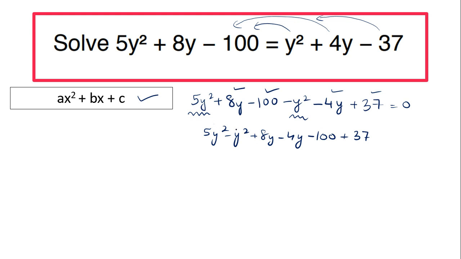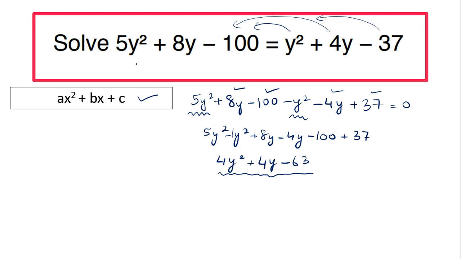Now if I solve this, 5y squared minus y squared: minus y squared just means there's an invisible 1 here, so it's like 5 minus 1. 5 minus 1 is 4, and y squared just comes the way it is. 8y minus 4y, 8 minus 4 is again 4, so I'm going to write 4, and then y comes as it is. And then we have negative 100 with 37. If I subtract 37 from 100, that gives me 63, and because the bigger number has a negative sign, I'm going to put negative 63. Now this is my final quadratic equation: 4y squared plus 4y minus 63.